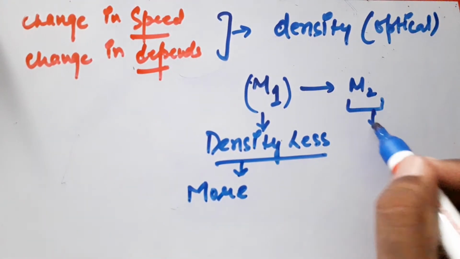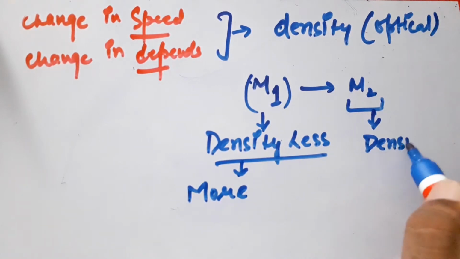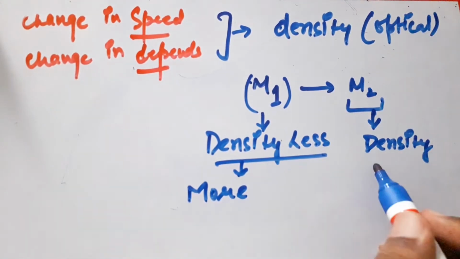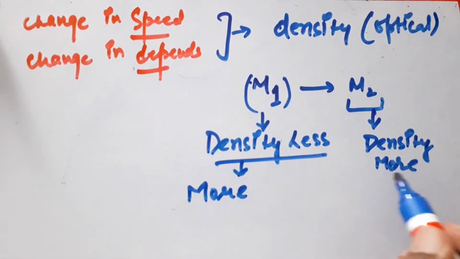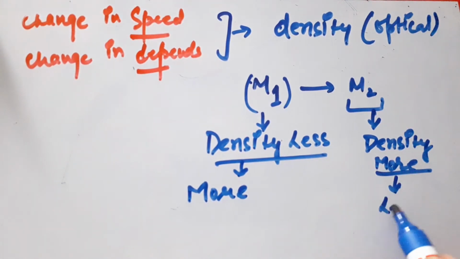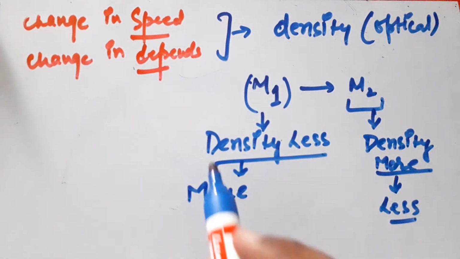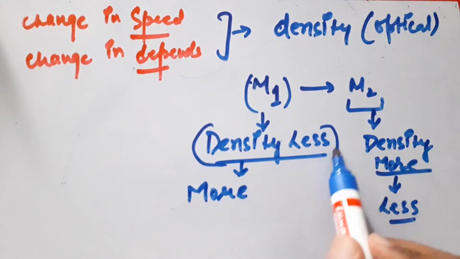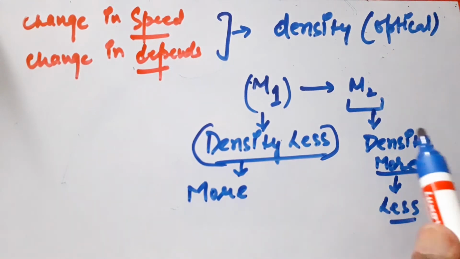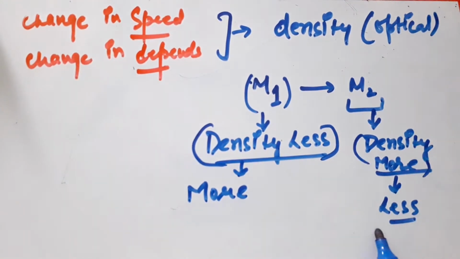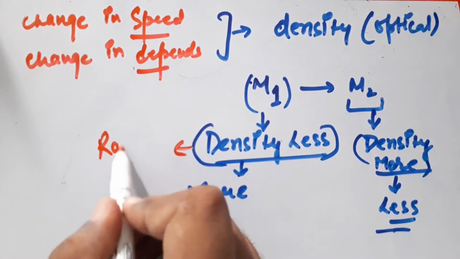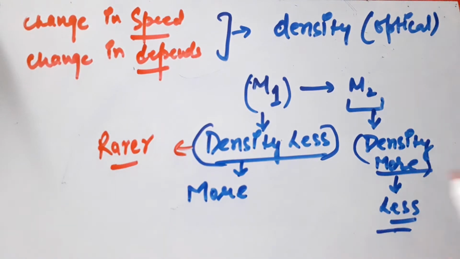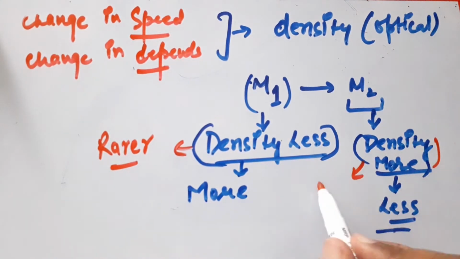And where density is more, the speed of light will always be less. We have to understand this thing. In whichever medium density is more, there the speed of light will always be less, and where density is less, there the speed of light will always be more. And what do we call such mediums? Where density is less, we call it rarer medium, and where density is more, this is called denser medium.